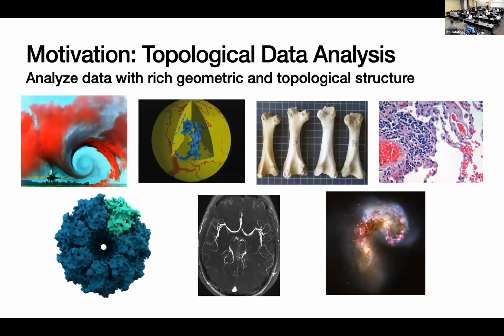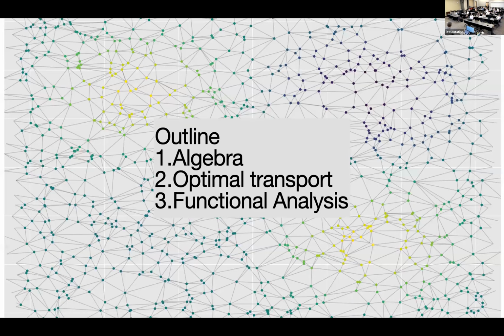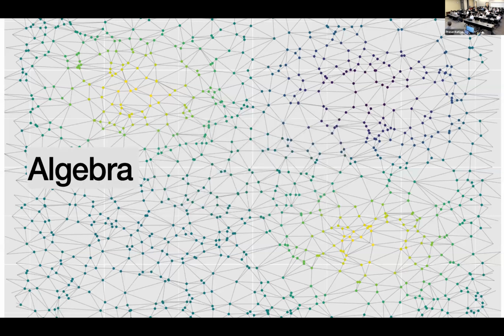So the motivation for persistence is topological data analysis. Our goal is to use algebra to summarize the shape of data and then to analyze those summaries to answer scientific questions. So, a quick outline of my talk. We'll go from algebra to analysis with a detour through something called optimal transport.